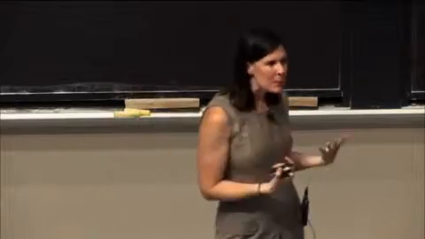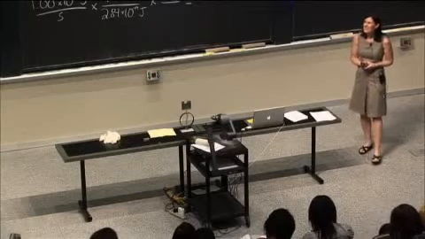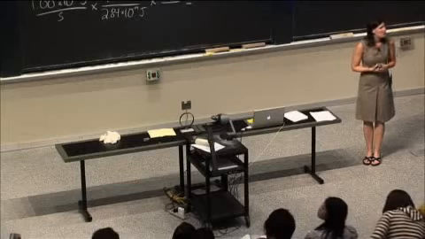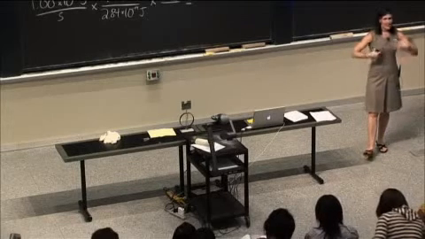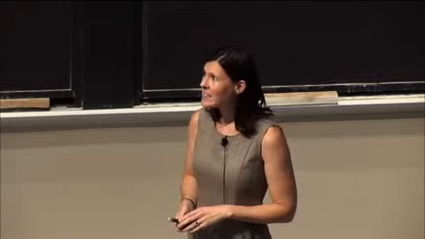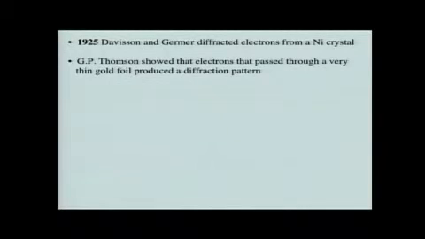And this was experimentally validated, hopefully even more clearly than our experiment here. At first, this was done by Davisson and Germer. They were American scientists who tried diffracting electrons from a nickel crystal. They did this in Bell Laboratories. And they found that, in fact, the electrons did diffract. And G.P. Thomson showed a similar thing. What he did was he diffracted electrons through a very thin gold foil.